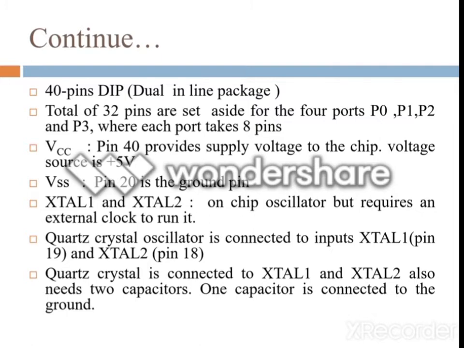Then crystal 1 and crystal 2 form the on-chip oscillator, but an external clock is required to run it. This external clock is given to a quartz crystal oscillator, and it's connected between the crystal 1 and crystal 2 pins, that means pin numbers 18 and 19. Then the quartz crystal is connected to crystal 1 and crystal 2.